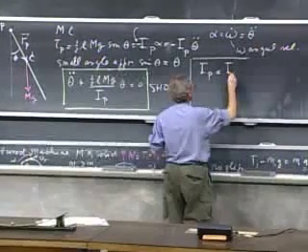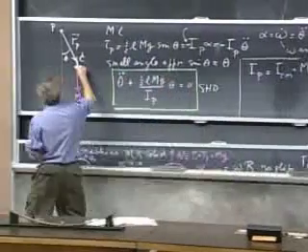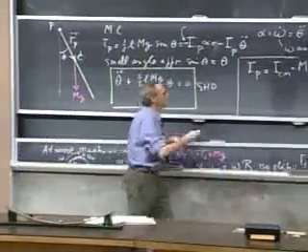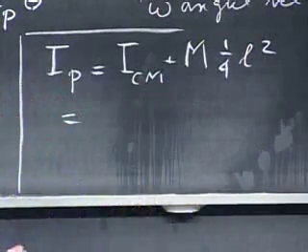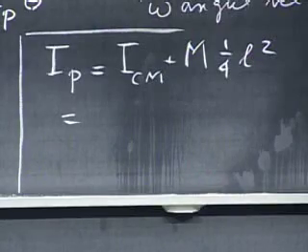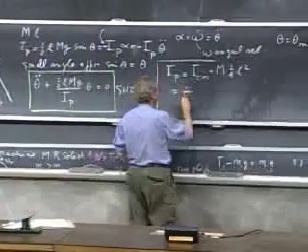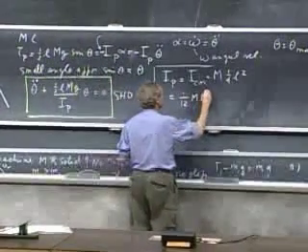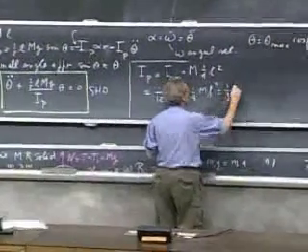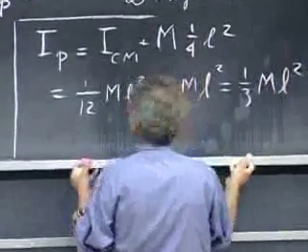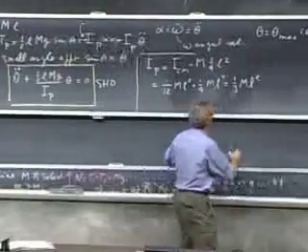So this is the moment of inertia about the center of mass plus m times the distance squared, and the distance between these two axes is 1/2 L. So this is 1/4 L squared. I look up in a table what the moment of inertia is for rotation of a rod about its center, perpendicular to the axis, and that is 1/12 mL squared. Plus 1/4 mL squared gives me 1/3 mL squared.